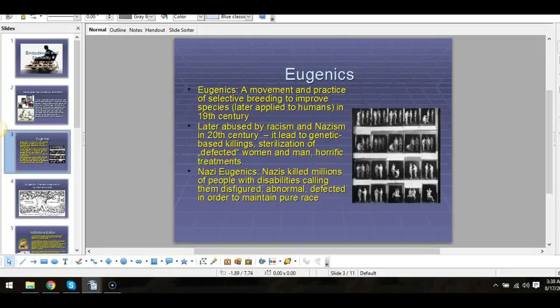One of the major ideologies is eugenics. Eugenics is a movement and practice of selective breeding to improve species, later applied to humans, that developed in the 19th century. It was later abused by racism and Nazism in the 20th century, and it led to genetic-based killing, sterilization of defected women and men, horrific treatment. Nazi eugenics developed during the Second World War. Nazis killed millions of people with disabilities, calling them disfigured, abnormal, defective, in order to maintain a pure race.